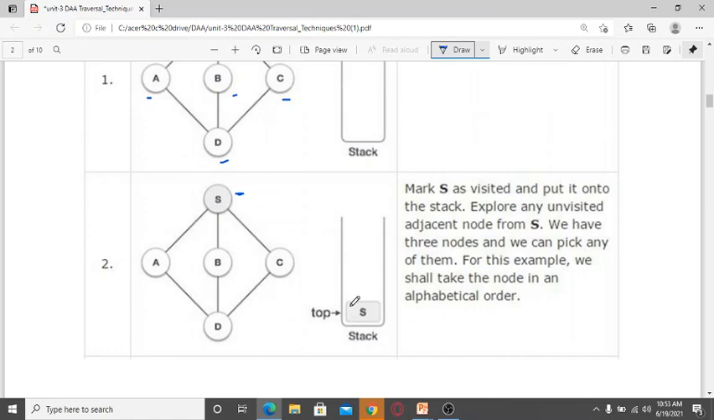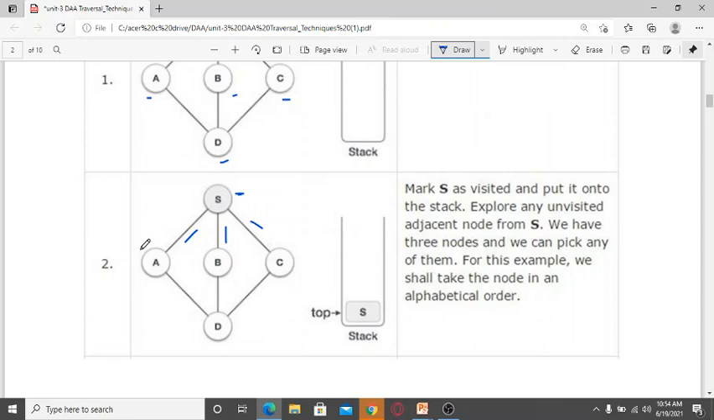Now explore the adjacent vertices which are unvisited. We have three vertices from S going to 3 vertices. We can pick any of them. One can select any one. In this example, we'll take the nodes in alphabetic order. You can take A, B, C, anything, but we will go with the alphabetic order.